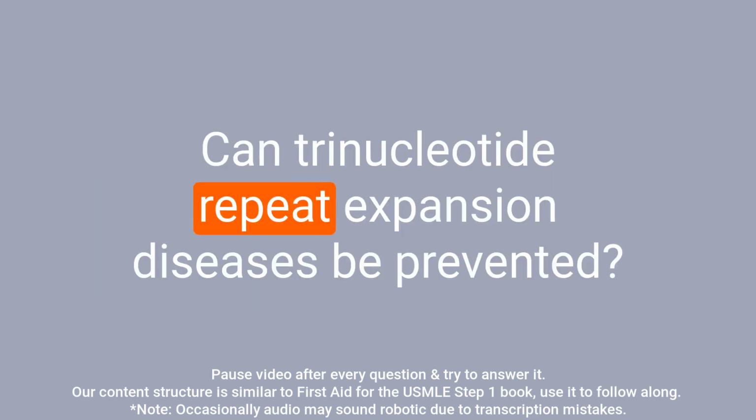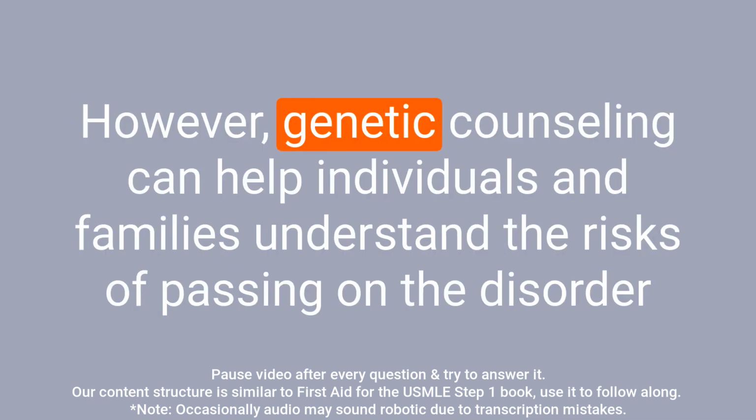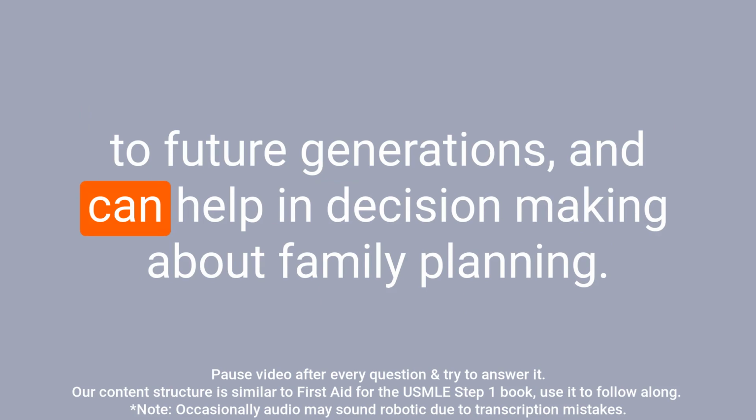Question: Can trinucleotide repeat expansion diseases be prevented? Answer: There is currently no way to prevent trinucleotide repeat expansion diseases. However, genetic counseling can help individuals and families understand the risks of passing on the disorder to future generations and can help in decision making about family planning.